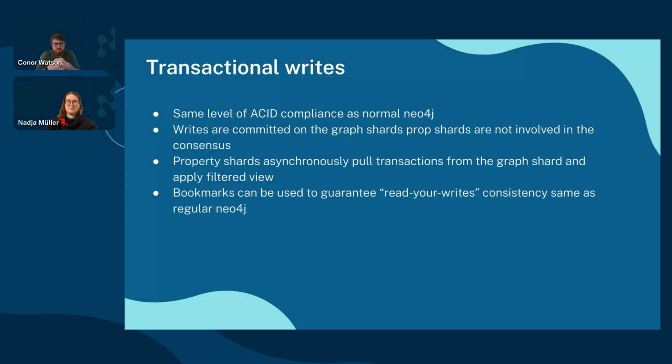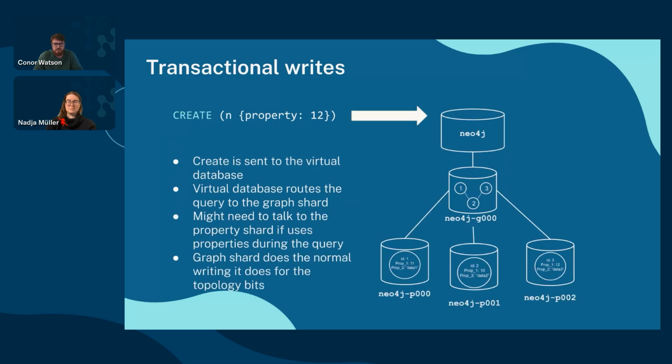So as you make a new commit, that would be committed to the transaction log. The property shards would pull this transaction log and apply only the things that it needs to know about. So if it owns property shard 1, then it would apply transactions which relate to node 1. And then the same as normal Neo4j, we can use bookmarks to guarantee read or write consistency, which is what you would expect from normal Neo4j. Nothing's changed there. The point being that everything that you would expect from normal Neo, we expect to give you from this as well. And your operational model looks very similar.